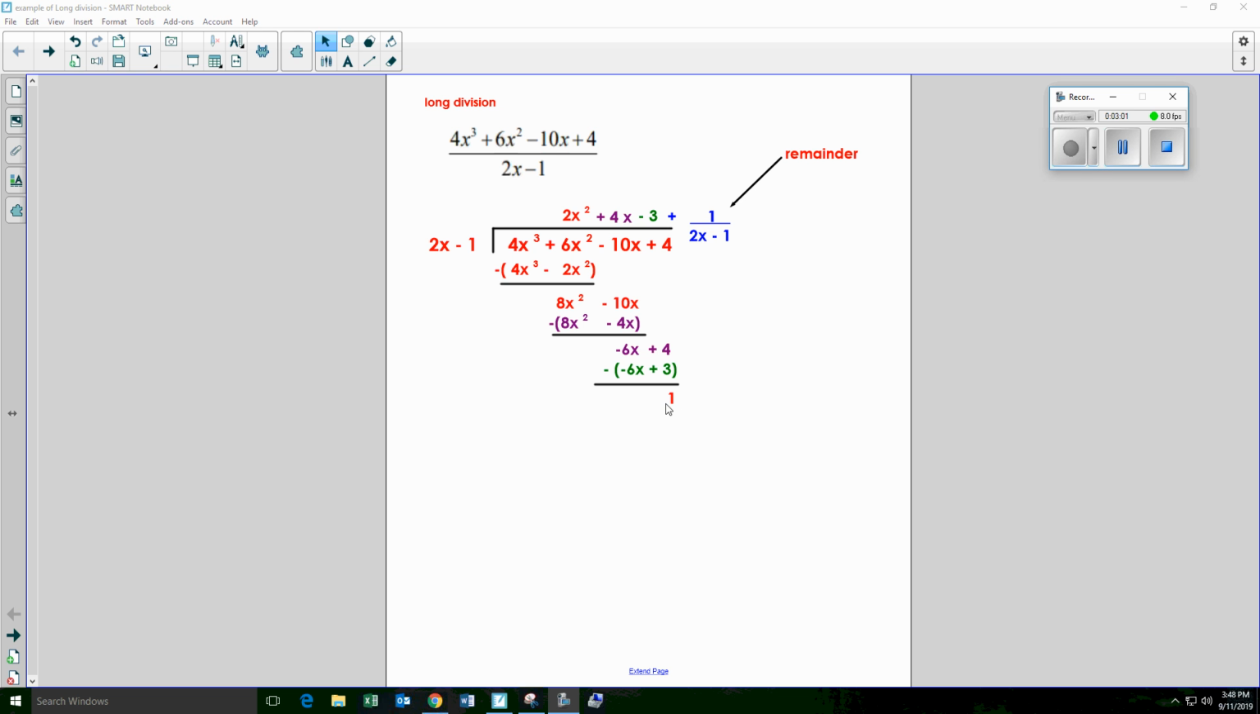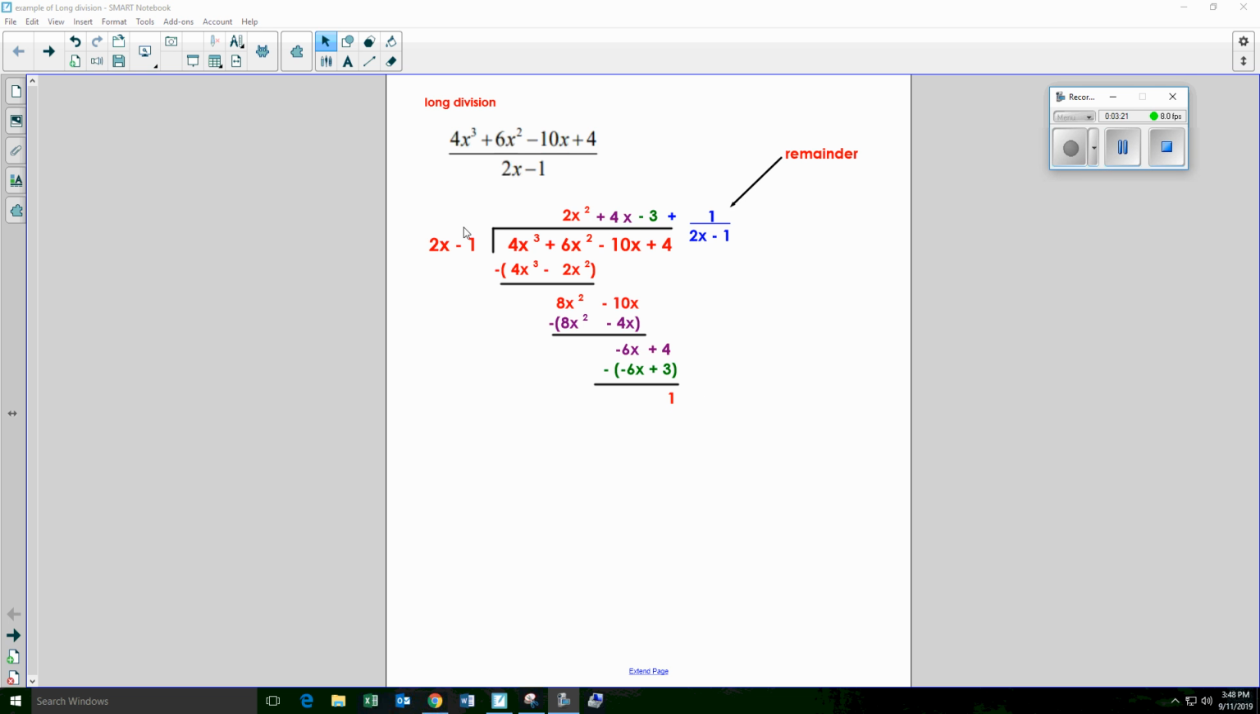So what do I do with the remainder? I put it up here. This is a plus 1. It's plus 1 and then over your divisor right here, 2x minus 1. If this was a negative 1 here, I'd have a minus sign with the 1 and then over 2x minus 1. That's the only difference.